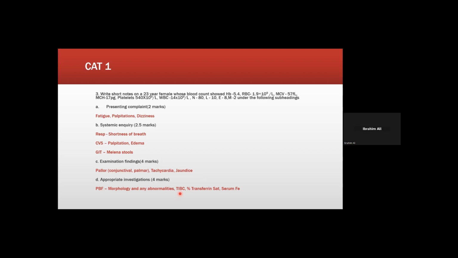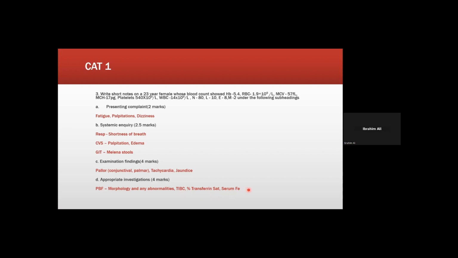I was talking about the biochemical investigation. So total iron binding capacity will be increased. Most probably in this case, it can't be anemia of chronic disease. Remember, because the MCV is very low, it's not towards normal or almost normal as it would be in anemia of chronic disease. So your TIBC most probably will be increased. Transferrin saturation, you can check, and serum iron and ferritin also, you will check those as well.